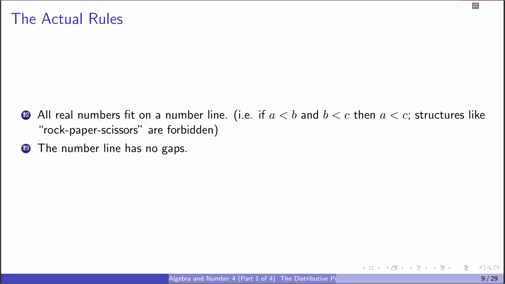The last rule is that the number line has no gaps. Rule number 13 is the one that tells the difference between the rational numbers and the reals. The rational numbers have gaps on the number line. Pi is irrational. The square root of 2 is irrational. So the rational numbers leave gaps. The real numbers are when you close those gaps.